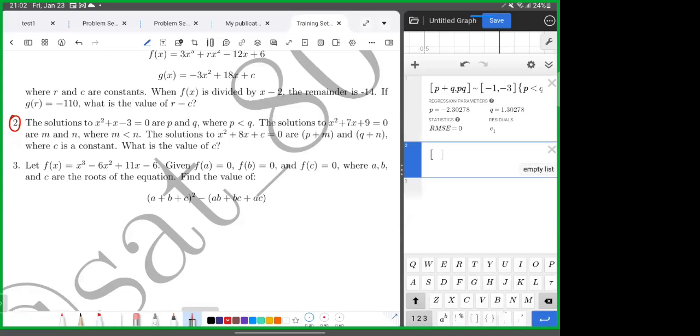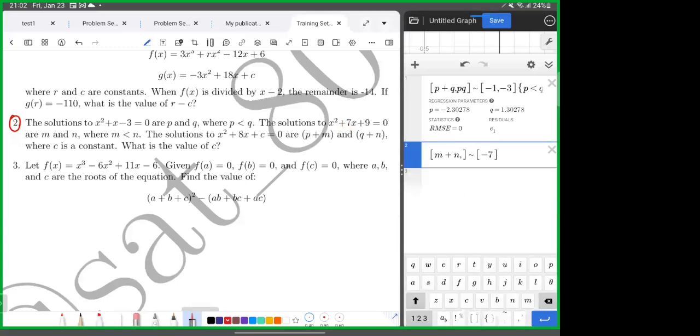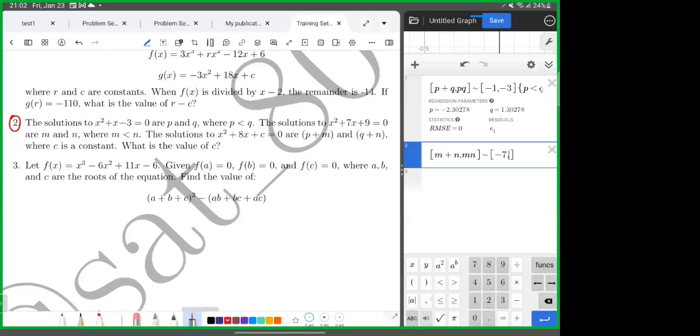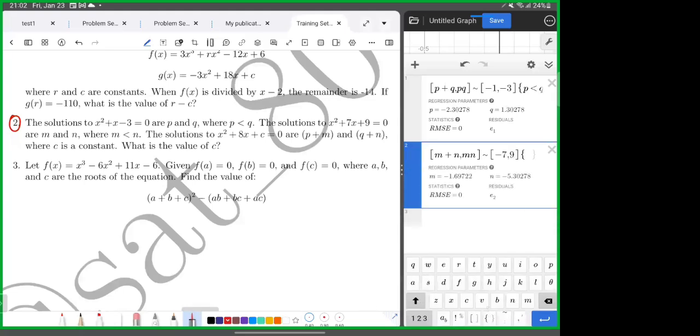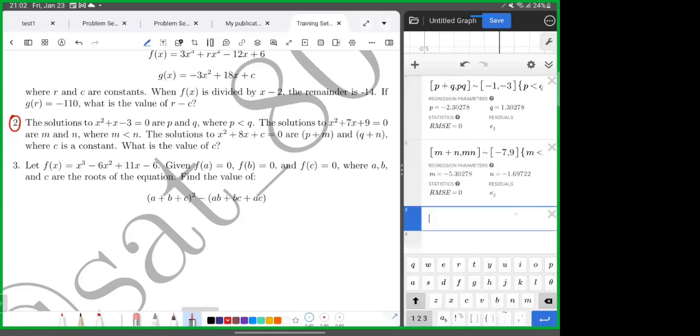Next question. I will again apply Vieta's theorem here. Guys, in this problem you can see how important Vieta's theorem is. So the solutions are M and N. So M plus N, the sum of solutions, is equal to this one with a minus sign, minus 7. And another one, according to Vieta's theorem, M times N is equal to 9. An additional condition, M is less than N. Okay, you now know everything: P, Q, M, N.